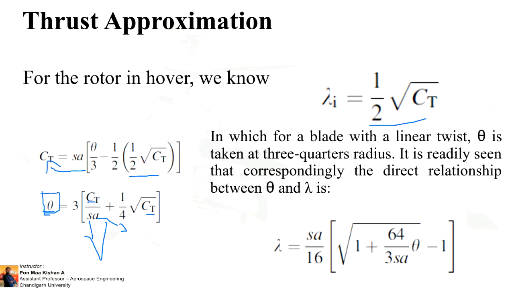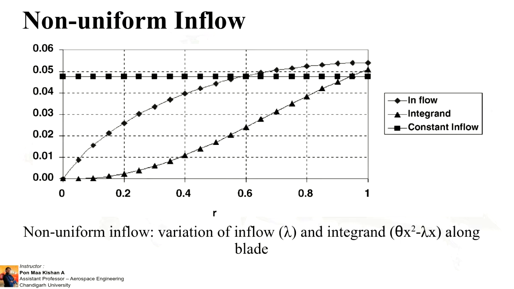So from here, if we want to calculate lambda, we can substitute lambda over here instead of finding theta. If you want to find the inflow factor, then we can just cross multiply accordingly, and we will be getting lambda. So more or less we need any one of the parameters, and then we can easily identify the difference. Okay, so that's the thrust approximation. The thrust approximation has been done with the twist angle.